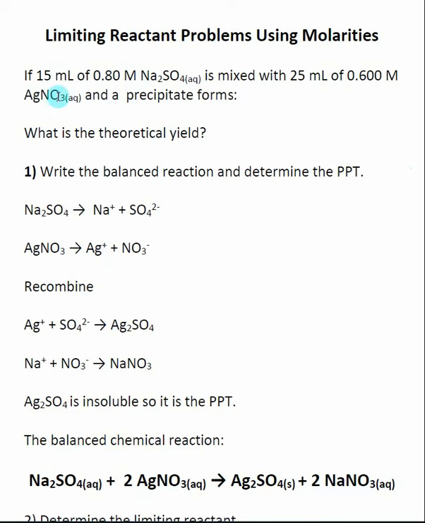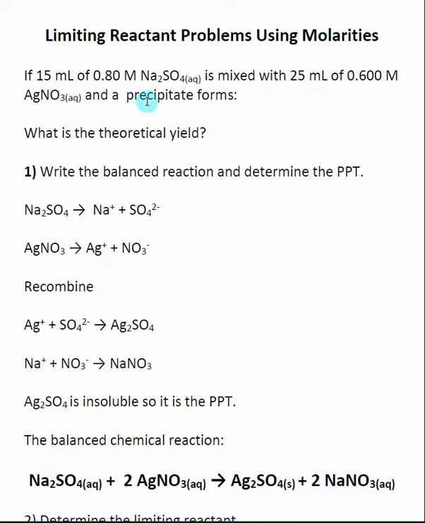In reality, this is a more common way of looking at limiting reactant problems, because usually our reactants are dissolved inside of solvents. So this is very important. Here we're mixing two solutions of soluble salts, and we're saying that a precipitate forms, and we want to know the theoretical yield of that precipitate. The basic steps are kind of the same for finding the theoretical yield as part of a limiting reactant problem.